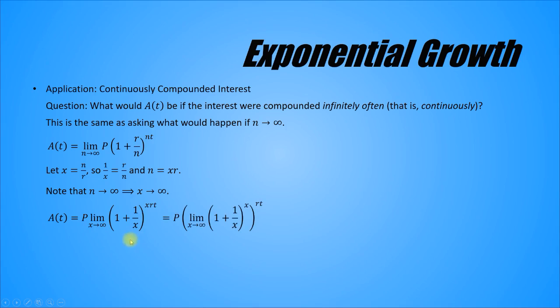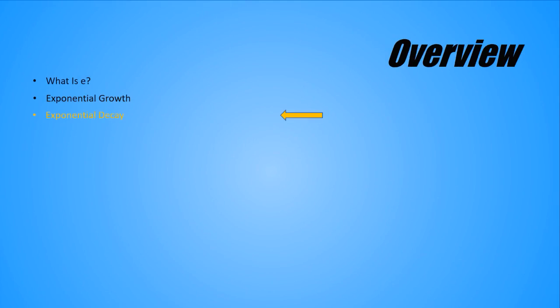Now, taking advantage of properties of limits and exponents, I could rewrite this function like so, where I have the limit as x goes to infinity of (1 plus 1 over x) to the x power inside, and I have the exponent rt outside. But if you'll recall from the first slide, this limit, that's e. So I can rewrite the account balance for continuously compounded interest as A of t equals P times e to the rt. Still with me?